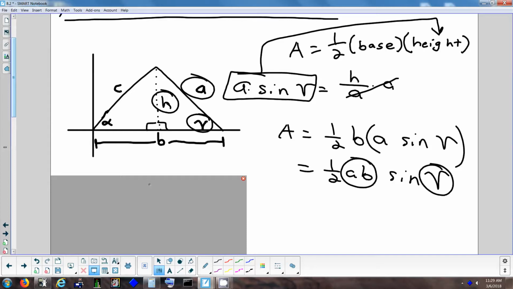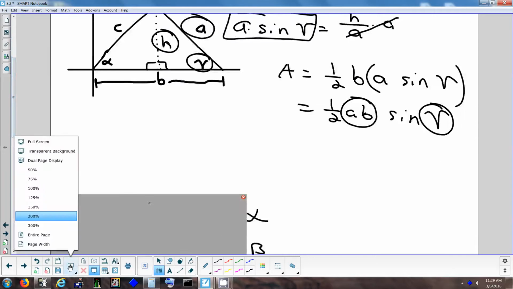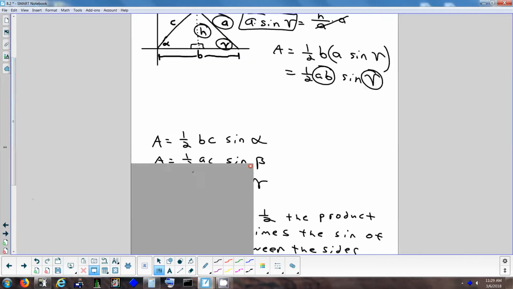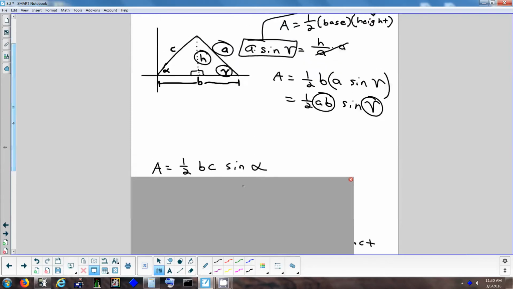It's in between them. In fact, you can write this formula using any two sides you want, as long as you always pick the angle between them. Here's another way to write the same formula: 1/2 BC sine alpha.